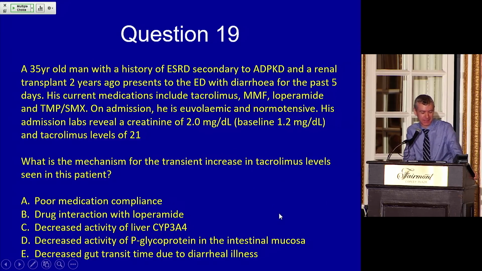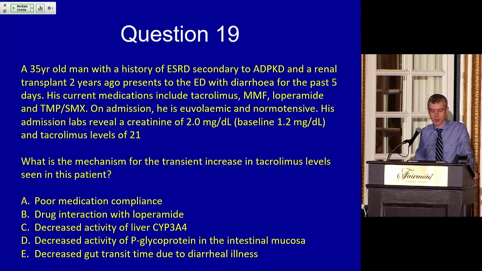So question 19. A 35-year-old man with a history of end-stage renal disease secondary to polycystic kidney disease and a renal transplant 2 years ago presents to the emergency department with diarrhea for 5 days. His medications include tacrolimus, MMF, loperamide, and trimethoprim sulfamethoxazole. On admission, he is euvolemic and normotensive. His admission labs reveal a creatinine of 2 from a baseline of 1.2 and a tacrolimus level of 21.